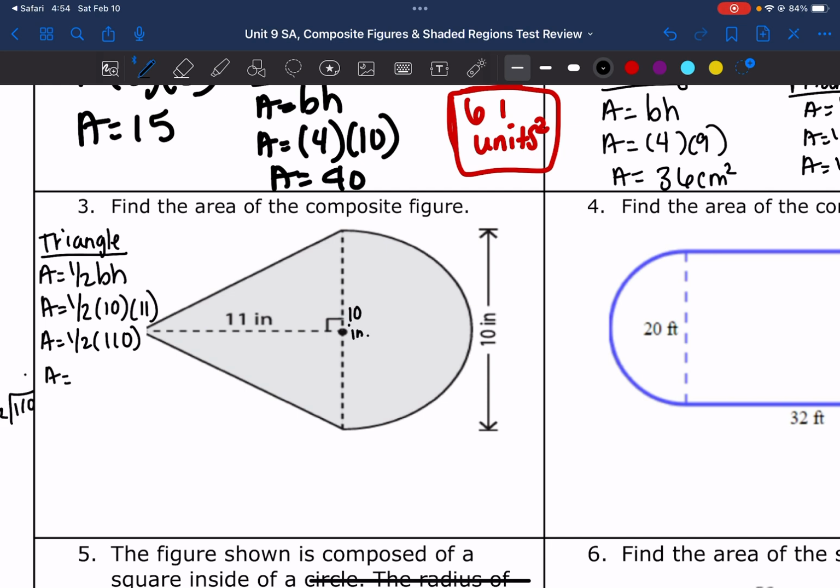Okay, 110. And then here what I have to do is divide 110 by 2. 2 can go into 11 5 times. That will be 10. Bring down that 0. And then it'll be 5 again. So 55 inches squared. That is what the area of the triangle is. 55 inches squared.